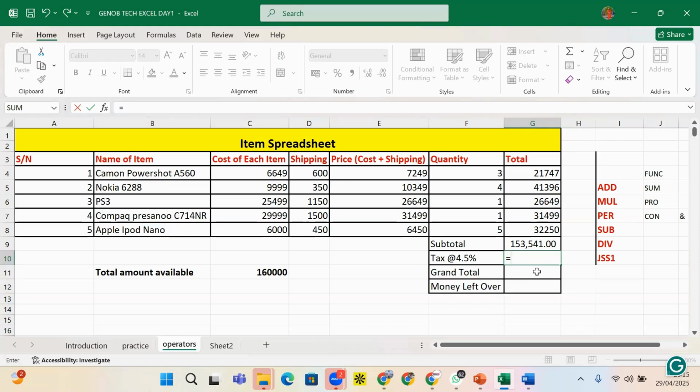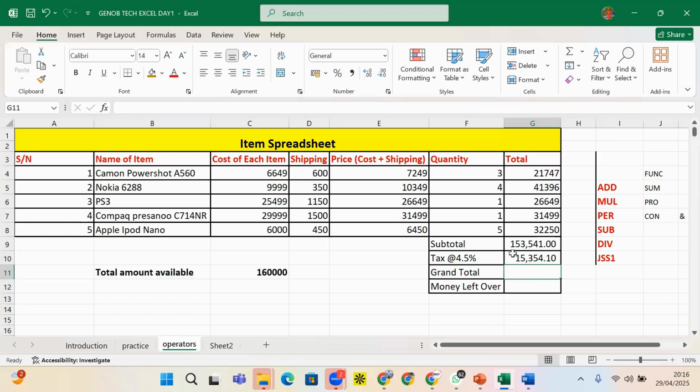Equal to 10%. But now, if you are saying 10% times this, it means you are using two operators. So it might still work, but to avoid the confusion, you first bracket the 10%, right? You put this in bracket. 10% multiplied by this. You get 15,354.1 naira as your tithe.